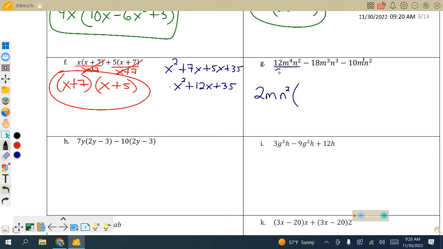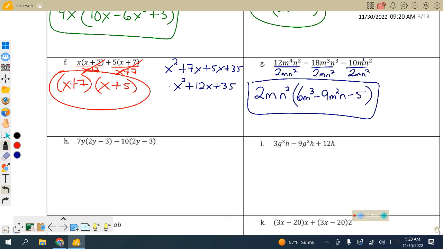Show me what you have left over. You took out 2mn squared. So now go ahead and divide it. All right, just watch your arithmetic. Easy to make mistakes. What do we got? 6m to the third. The n squareds are gone. And then negative what? 9m to the second n. There's one n left over. And then what? Negative 5. M and n's are gone, correct.